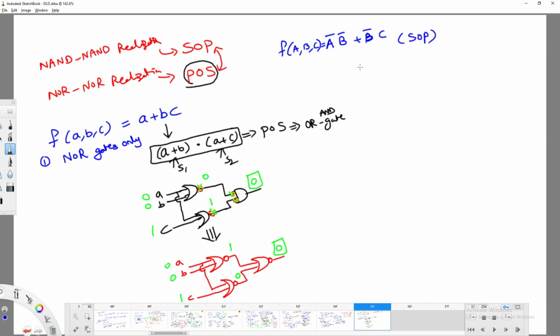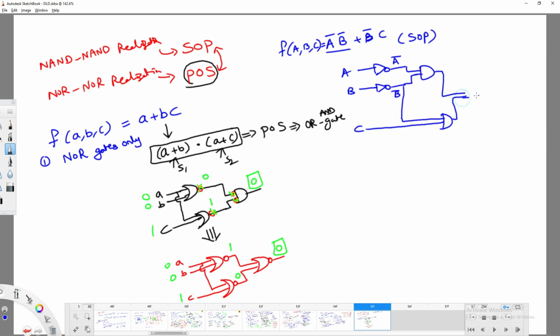If you have a as input, I need to have a complement as output, and if you have b as input, you will get b complement as output. For that I perform the AND operation. Okay, this one is done. Next, the b complement input I have to give to c. Finally, I simply perform the OR operation. That's it, the same thing.